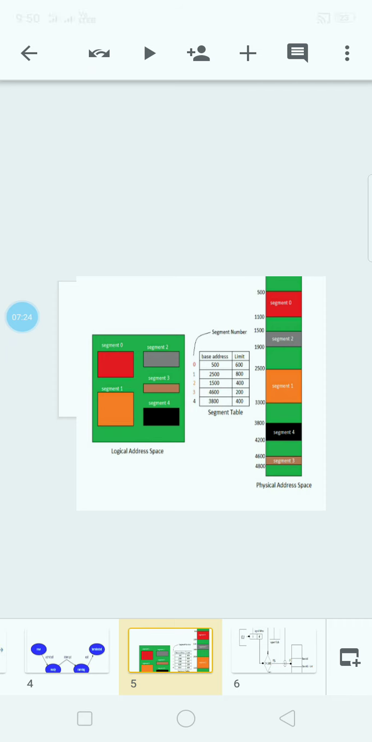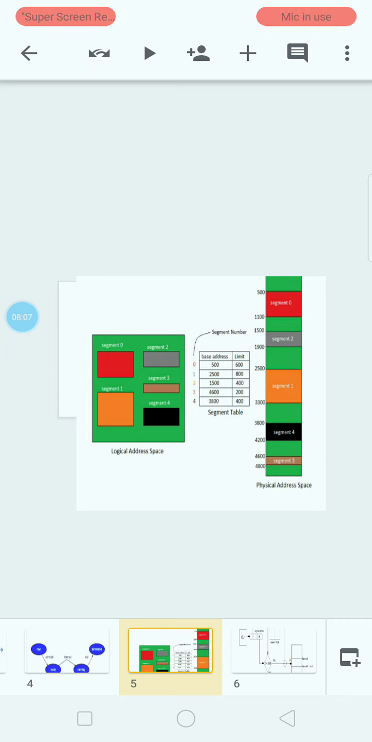There are two types of segmentation: virtual memory segmentation and simple segmentation. So now, what do you mean by virtual memory segmentation? Here, each process is divided into a number of segments, not all of which are resident at any one point in time. Now, simple segmentation. Each process is divided into a number of segments, all of which are loaded into memory at runtime, though not necessarily contiguously.